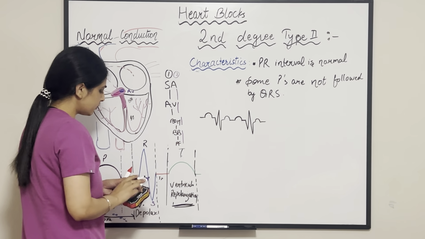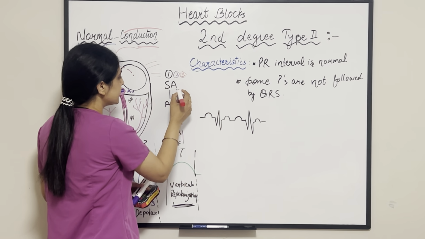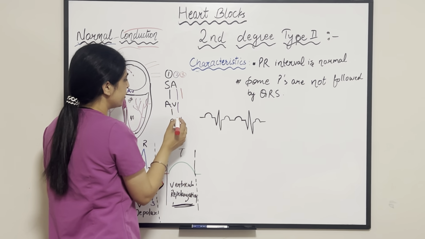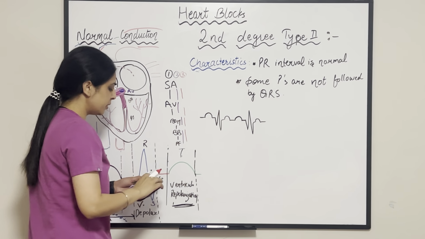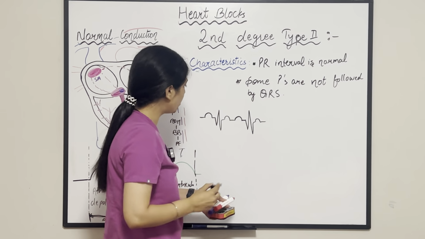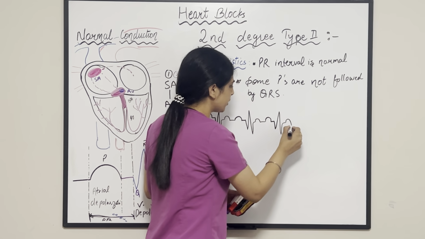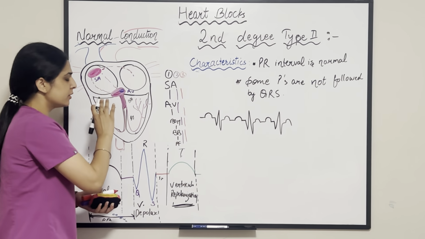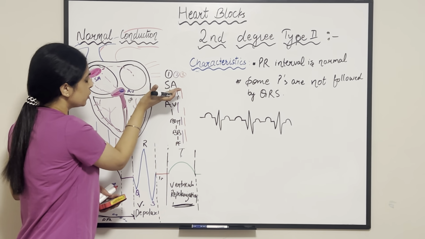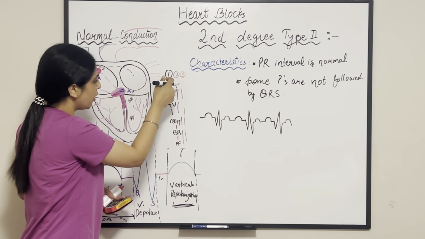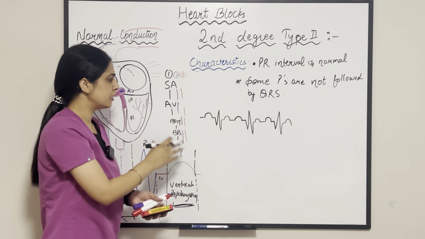And then the third impulse starts from the SA node, moves to the AV node, then bundle of His, bundle branches and Purkinje fibers. So this is also normal. It carries through a normal pathway. There is no delay and no block. All impulses generated at the SA node carry to the ventricles through the AV node at normal pace.